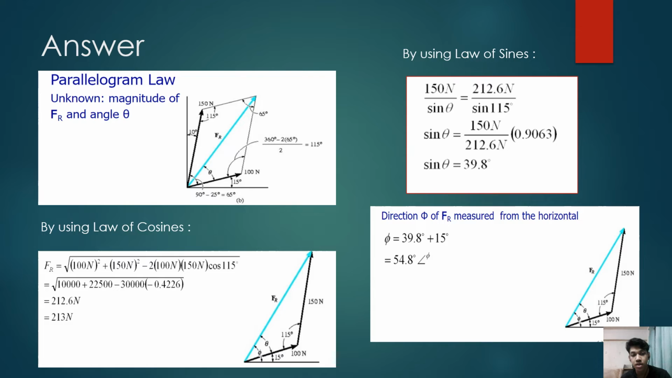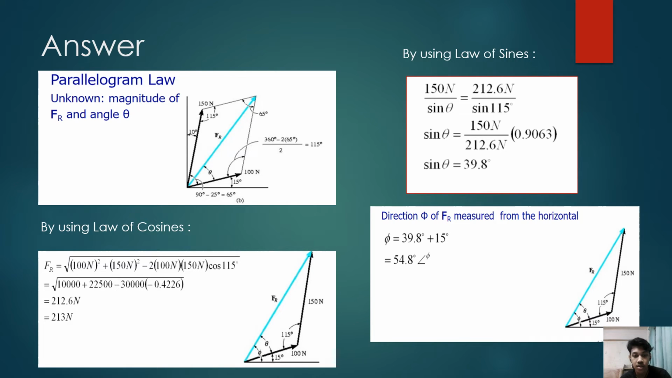Then we'll use the law of cosine to get the magnitude of this blue arrow, which is the resultant force. We just substitute it into the formula, then we will get the resultant force is 213 Newton. Then we are going to calculate the angle. To calculate this angle, we are using the law of sine. So we just substitute it in the formula like usual. Then we will get the angle is 39.8.